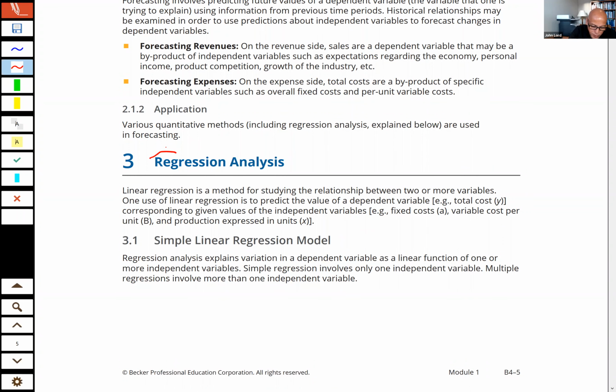Now before you freak out and think, oh my God, I'm going to have to do a regression analysis on the CPA exam, really much of what we're going to look at is definitional and we're going to flashcard some of these things. Regression analysis explains a variation in the dependent variable as a linear function of one or more independent variables. Simple regression involves only one independent variable. Multiple regression involves more than one independent variable. So why don't you flashcard that point about the green?